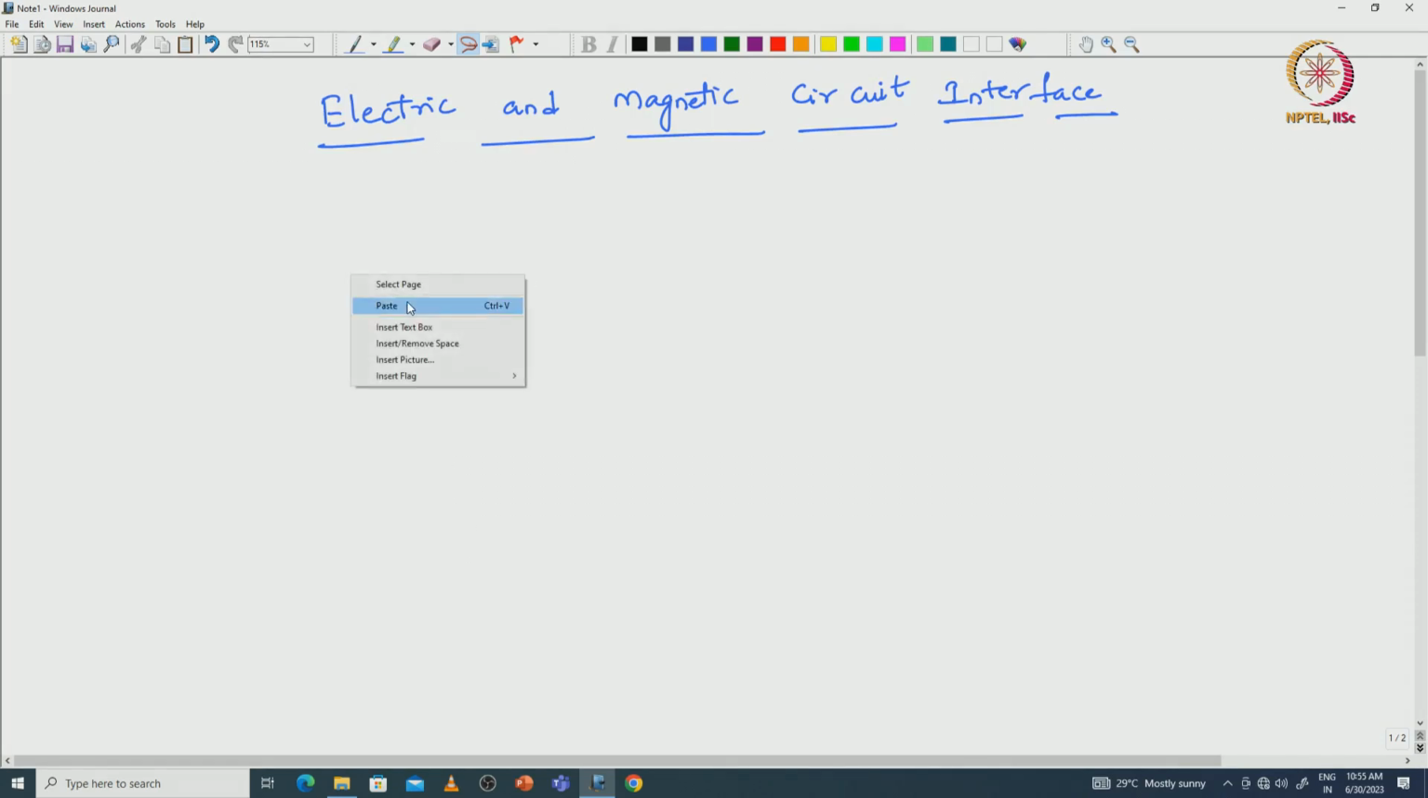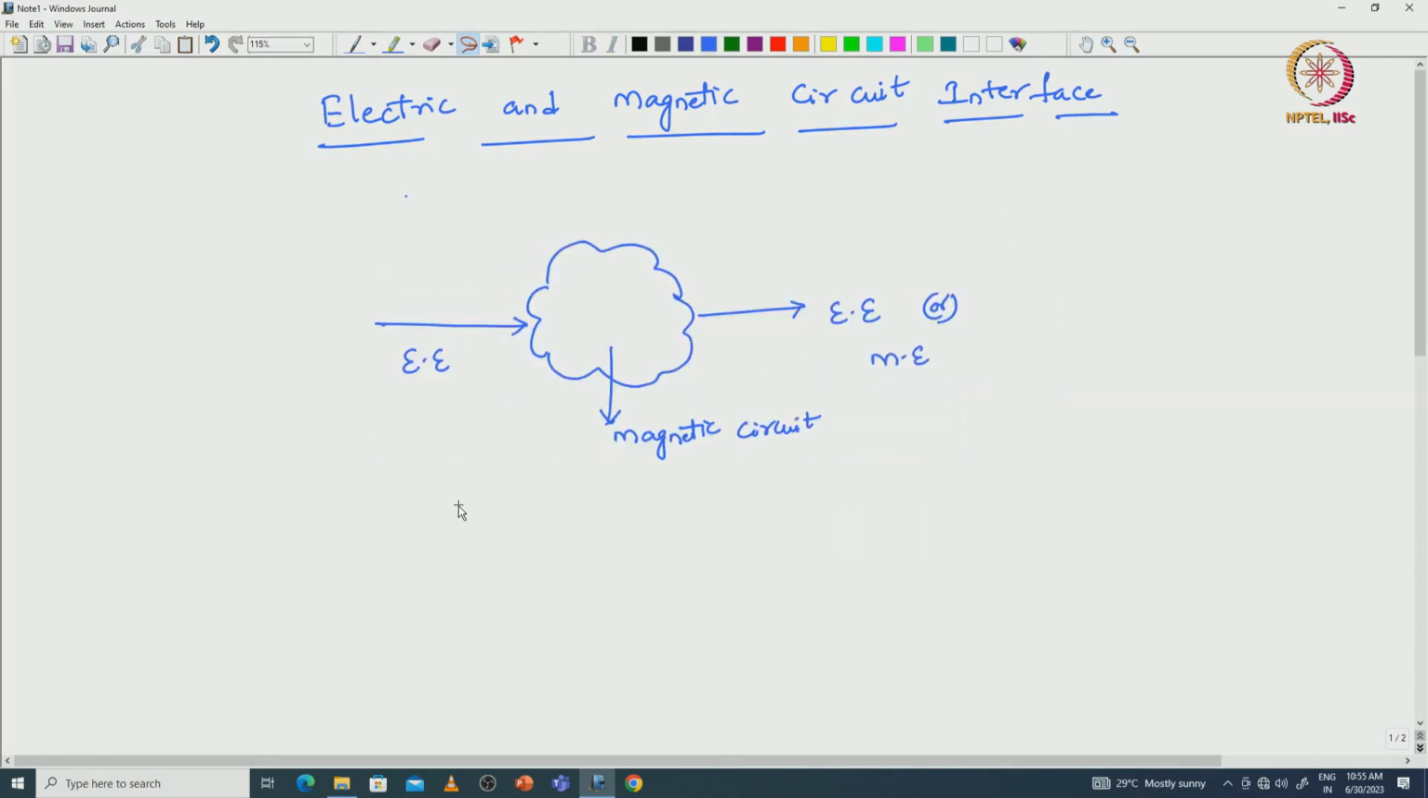Let us consider a system where electrical energy is the input and medium is magnetic circuit, and output side we are taking the electrical energy or magnetic energy. In order to transmit the power from one domain to other domain, we require two variables. One is effort, other is flow variable. Effort variable is creating the flow in a medium, for example voltage in an electric circuit.